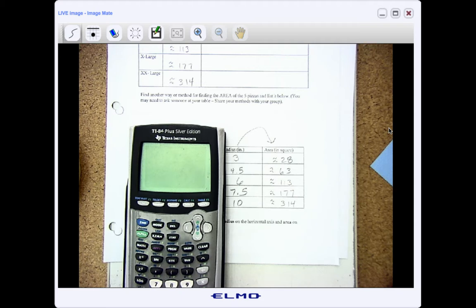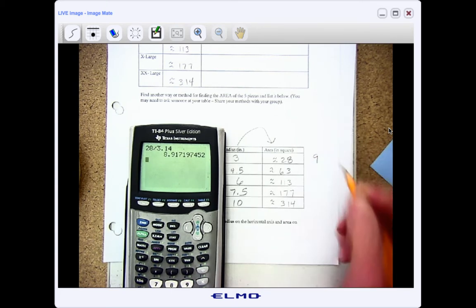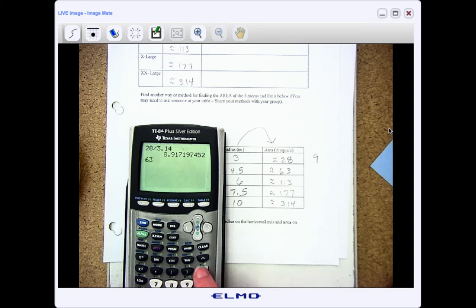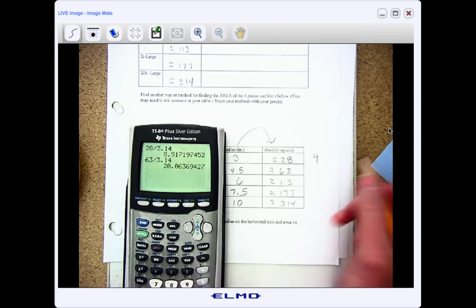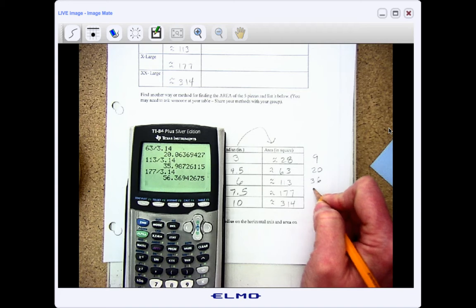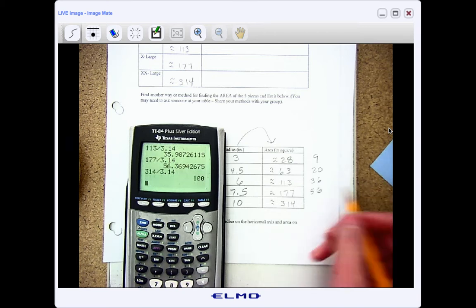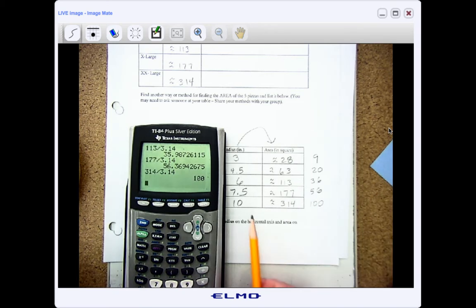So maybe you can see the pattern if I do this. I'm going to take 28 and I'm going to divide it by 3.14. I end up getting about 9. I'm going to take 63 and also divide that by 3.14. I end up getting about 20. So I'm going to take 113 and divide that by pi. And that's 36 about. And I'm going to take 177, divide that by pi. And I end up getting 56. I'm going to take 314 and divide that by pi. I get 100.